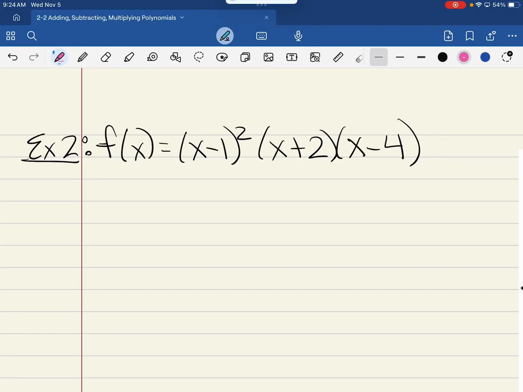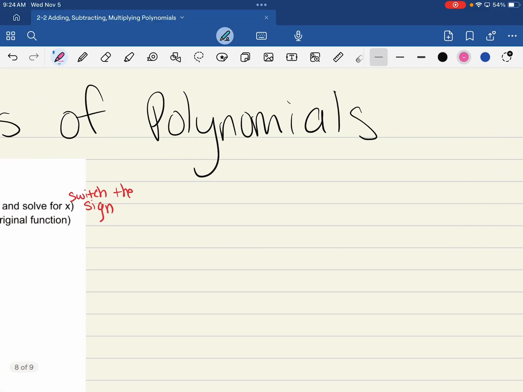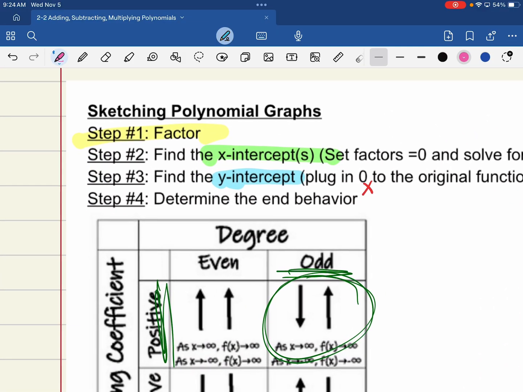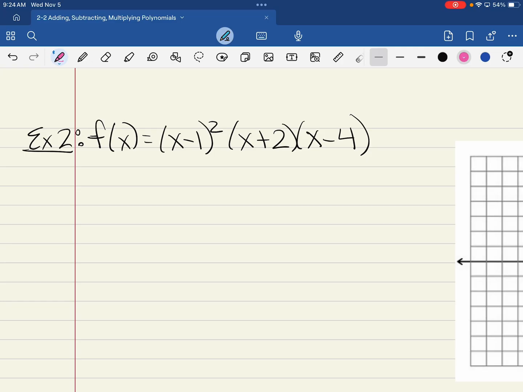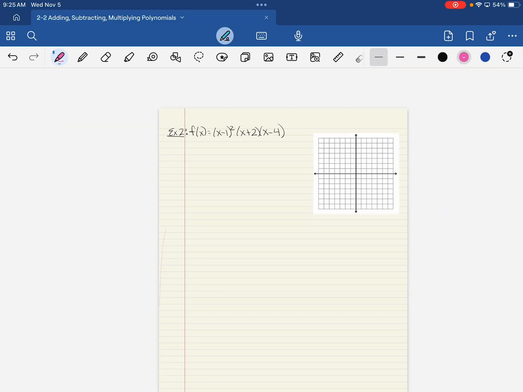For example, f of x equals x minus 1 squared times x plus 2 times x minus 4. If you've already forgotten the steps, we can look at our table. Step number 1 is to factor, if you need to. Do we need to factor this one? No, it's already done. So step number 1 is done.